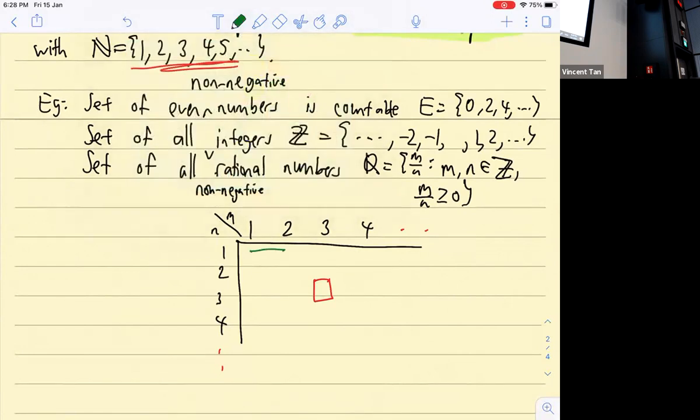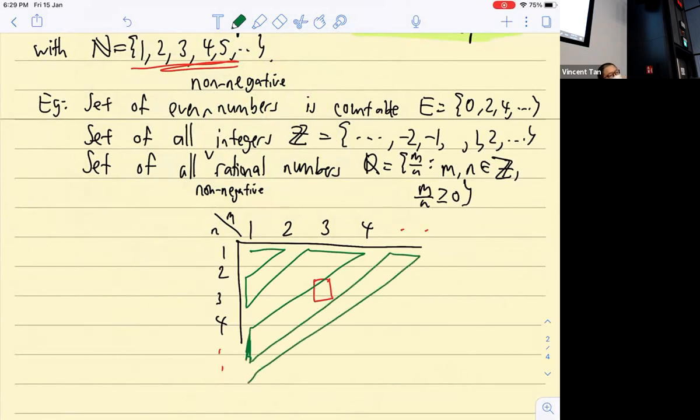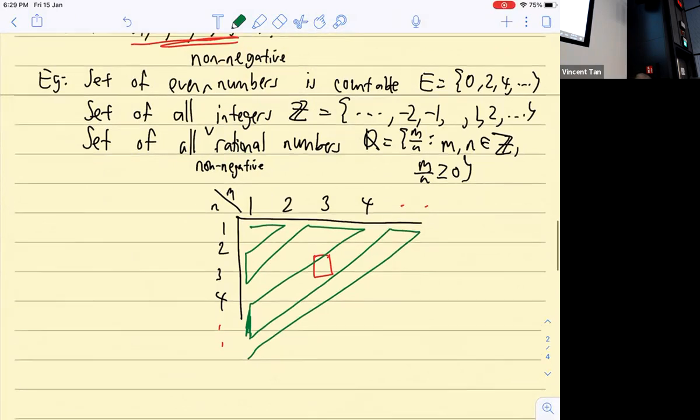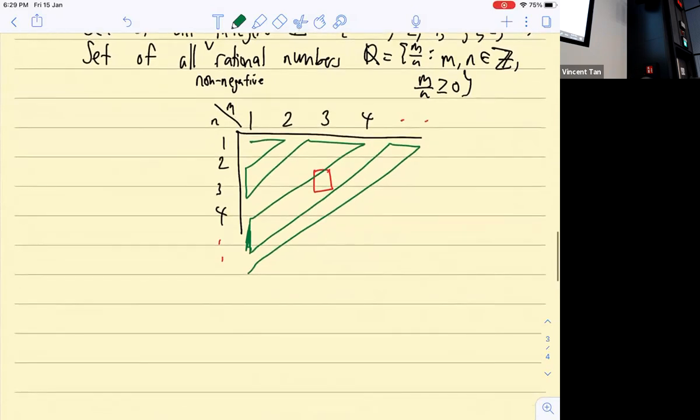This way, a systematic way, and so on and so forth. So in a finite number of steps, I can reach any rational number. So that's the general idea. Of course, to write down the formula is a little bit troublesome. But this is the idea of countability, and we will sometimes need to use it.